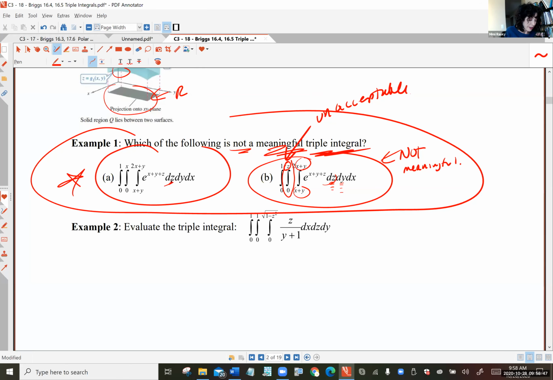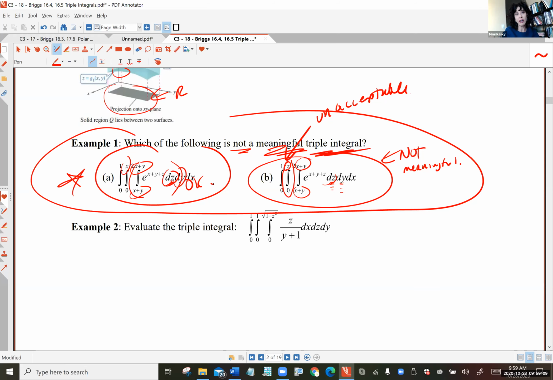Here the variable of integration for the innermost integral is z. So it's okay to have x's and y's on the limits there. The middle integral is with respect to y. So it's okay to have an x because you haven't integrated with respect to x yet. And so you get to the outermost integral. Okay, so this one's totally okay. Now let's do an example, and then we'll pick this up next time.